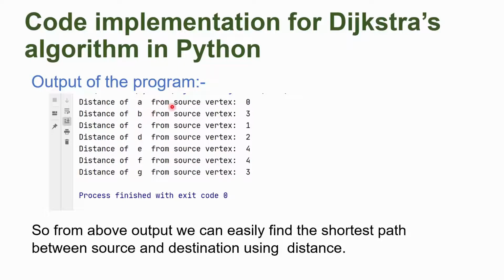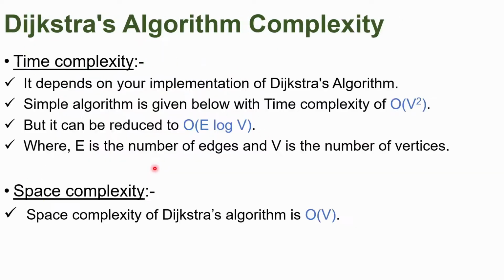So the distance from a, the source vertex, is 0, meaning the distance from the source to the source is 0, and here you can see all the distances. From this you can understand which is the least distance, which is the shortest distance. So from the above output we can easily find the shortest path between source and destination using these distances.